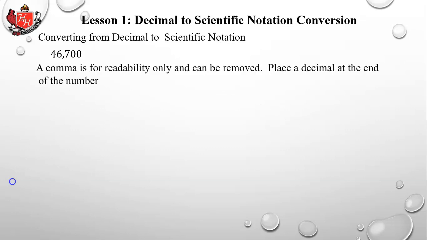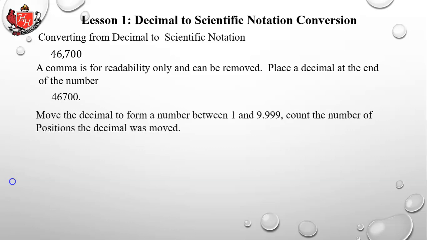Converting from decimal to scientific notation, 46,700. The comma is for readability only and can be removed. So you place the decimal at the end of the number. In the United States, a comma simply makes a big number easier to read. In some countries, the comma is treated like a decimal, so that would be read 46.700. It would be a totally different number than 46,700. But in the United States, the comma doesn't mean anything. It's just meant to make the number a little bit easier to read. So we're going to take that comma out and we're going to put a decimal at the end.